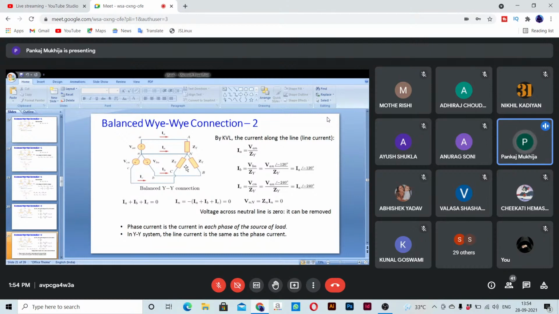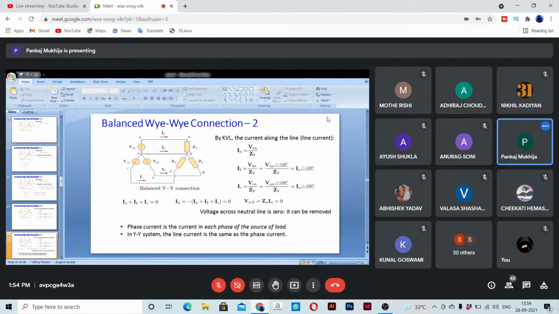In the YY connection, in the YY system, you can see that the line current is the same as the phase current. Whatever line current you have is the same as the phase current. How can you see this? Adhiraj, can you see why the line current is the same as the phase current for the YY connection? Why is it so that we are taking IL equal to I phase?